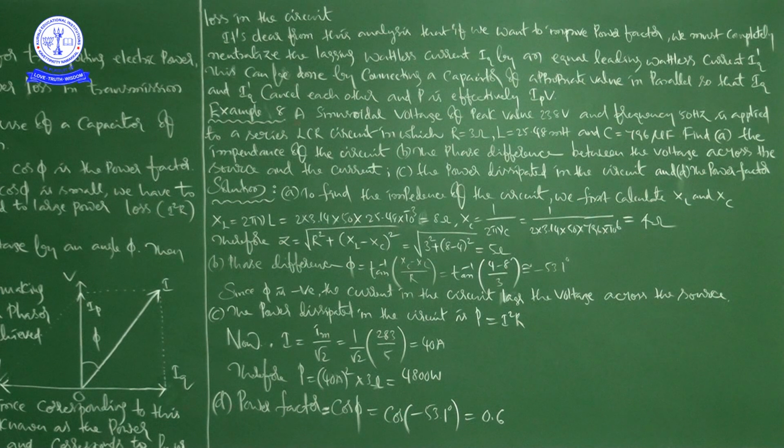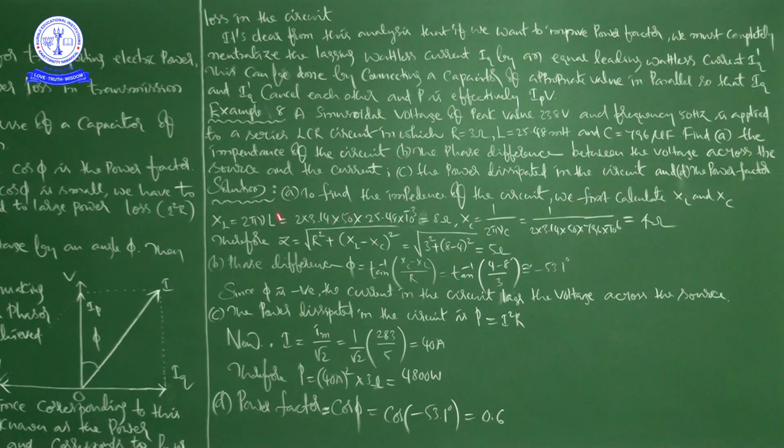So in this problem, example 8, by giving the peak value of voltage and frequency of the AC source, and in one LCR circuit, by giving the values of R, L and C also, he is asking to find the impedance of the circuit, the phase difference between the voltage across the source and the circuit, the power dissipated in the circuit, and lastly the power factor.